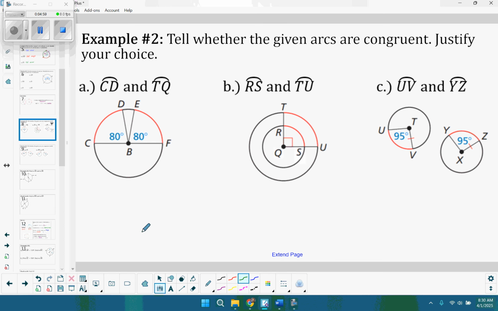They've highlighted in red for us. Both of them are 80 degrees, and they're in the same circle, so they have the same radius. So this would be yes, because it's the same measure and congruent radius.